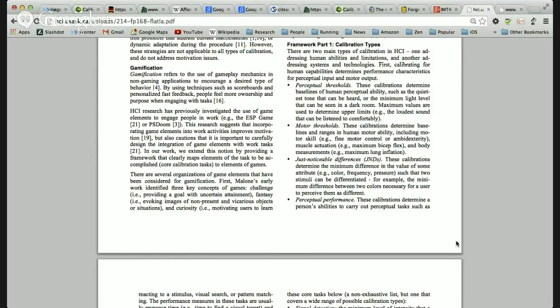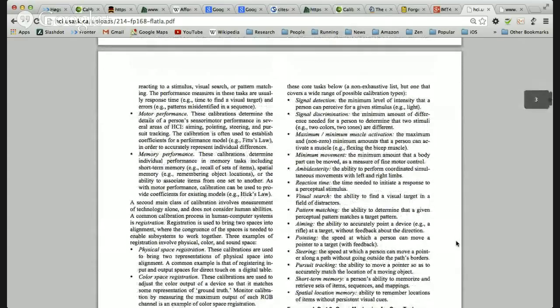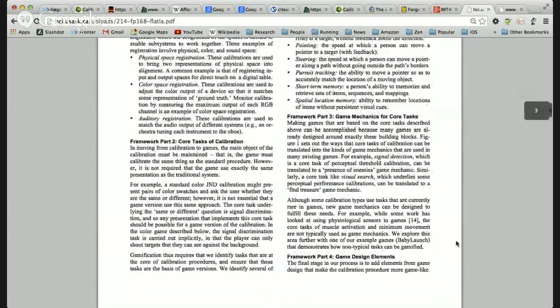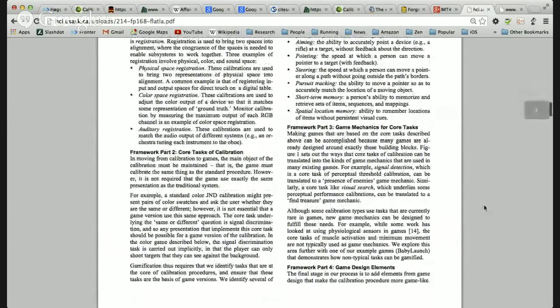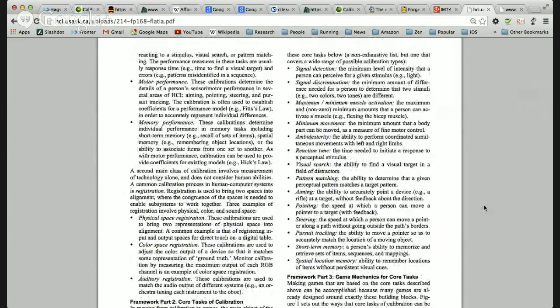So that's the first part, that's identifying these calibration types. And then part two is finding the core task for each calibration. So when you're moving from the calibration and you want to make a game to represent that, the main objective is that the calibration must be maintained, as the game must calibrate the same thing that the standard procedure does. And so gamification then kind of requires that you identify the task, like the core task of that calibration, so that you can ensure that that's also the basis of the game version. So examples of that, those are things like, there's a list there, but signal detection, reaction time, pattern matching, and those kind of things.